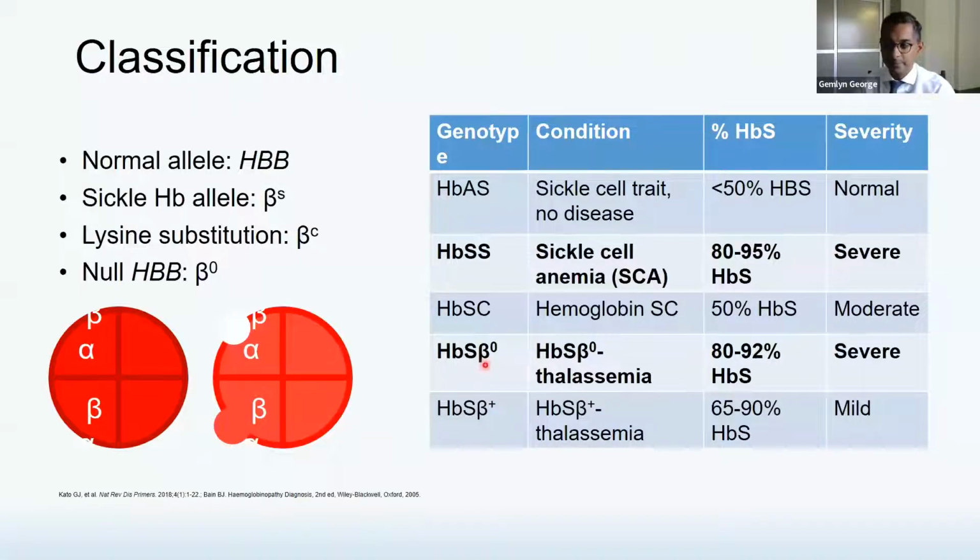that's beta 0. HbSC and HbS beta plus, as you can imagine, are a little better in terms of mortality and complications, but that doesn't mean they don't suffer other problems. For example, patients with SC do have pain, do have joint issues, do have retinopathy. But in general, they have better outcomes in terms of mortality and other organ complications.